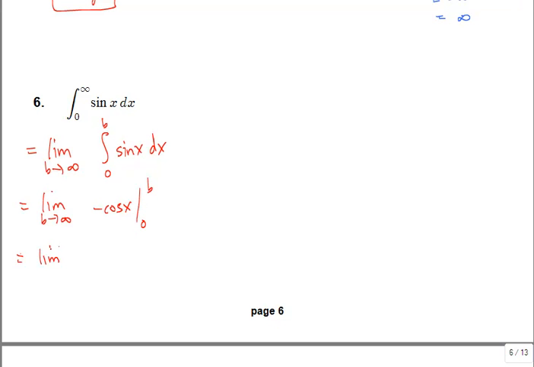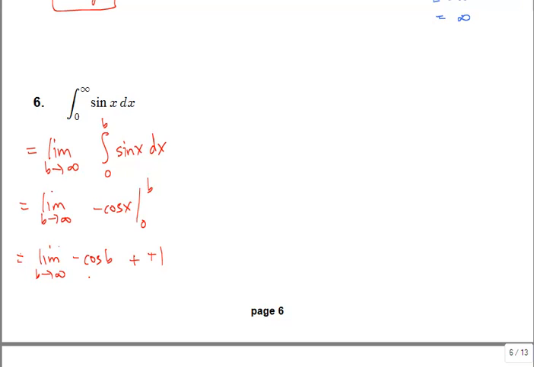So if I plug in my upper bound, that's just going to be negative cosine of b. And if I plug in 0, cosine of 0 is 1. So this becomes negative 1. So this is minus minus, or plus a 1 on the side. Now we need to figure out what the limit of cosine of b is as b goes to infinity.